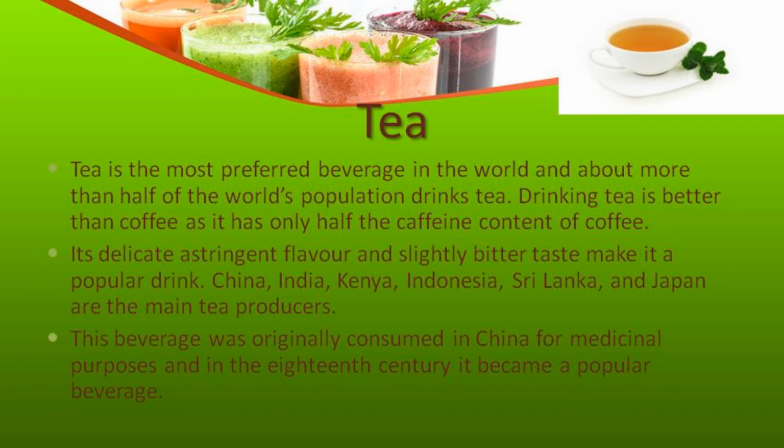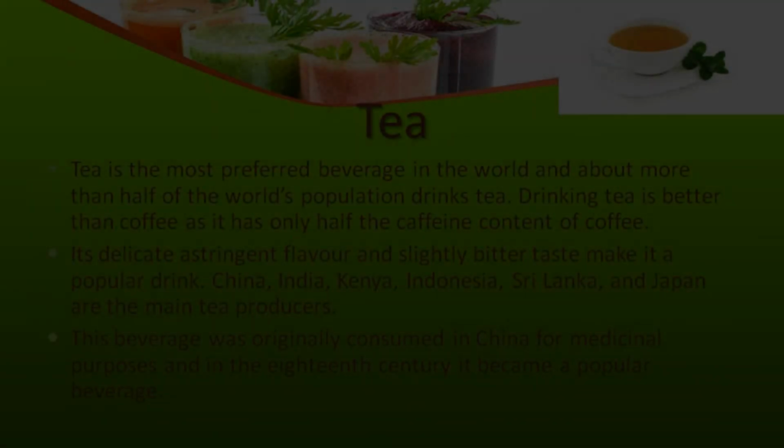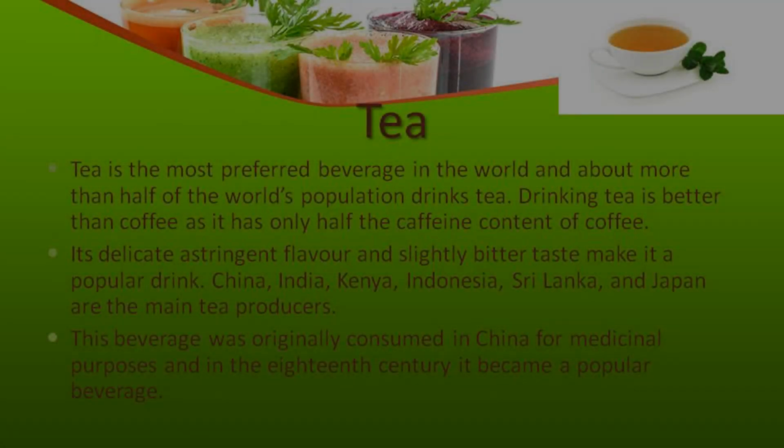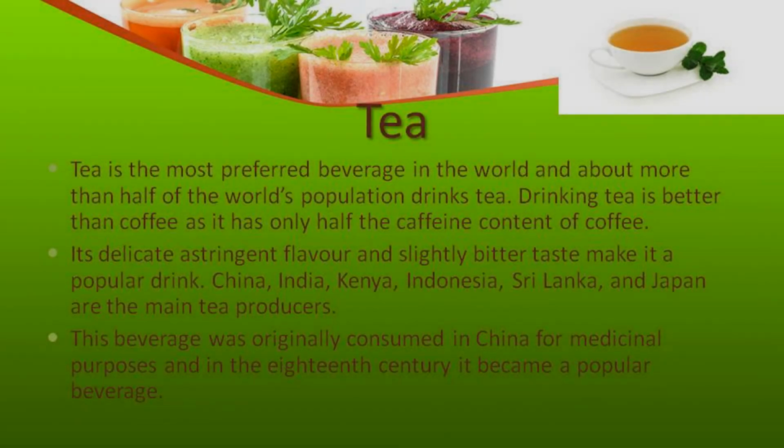Tea is prepared from the leaf bud and top leaves of a tropical evergreen bush called Camellia sinensis. It produces what is regarded as a healthy beverage, containing approximately only half the caffeine of coffee, and at the same time it aids muscle relaxation and stimulates the central nervous system. Its delicate astringent flavor and slightly bitter taste makes it a popular drink. Some of the main tea producers are China, India, Kenya, Indonesia, Sri Lanka, and Japan.